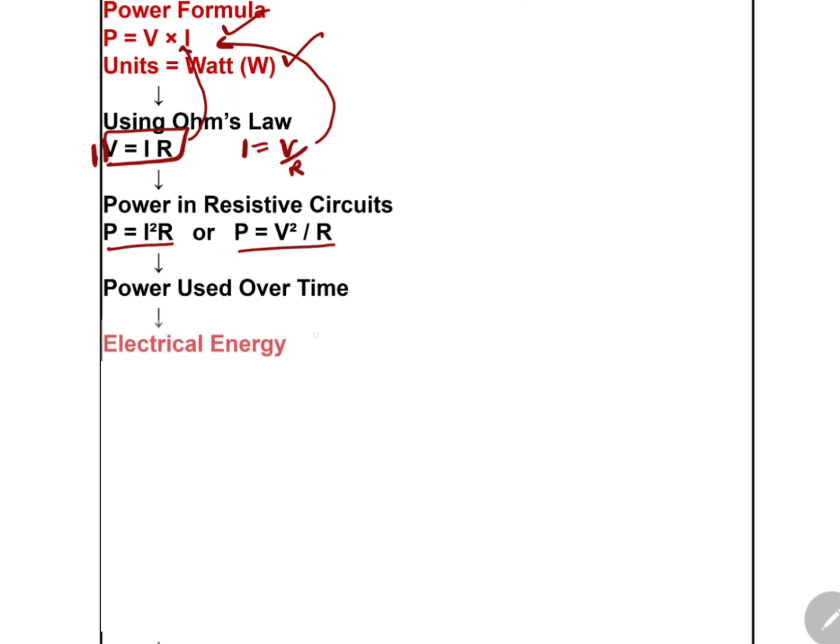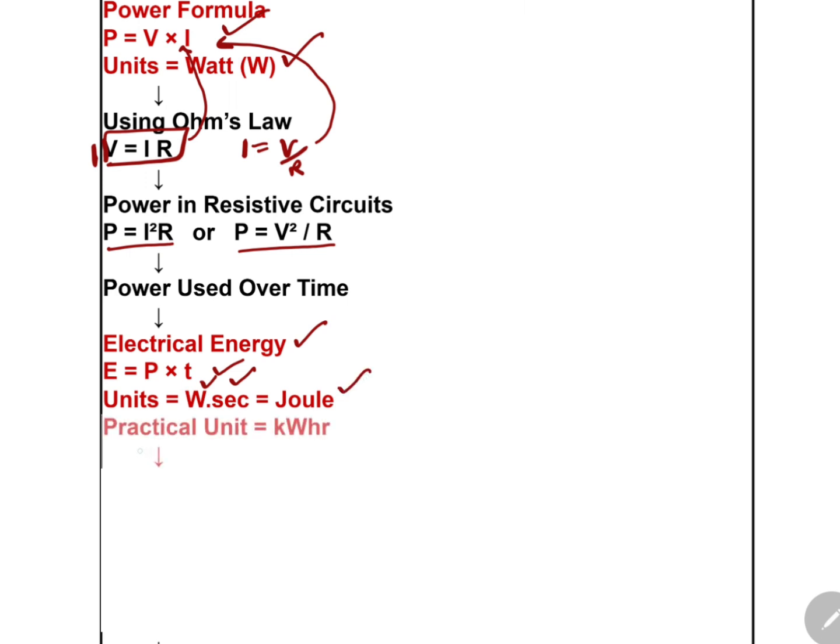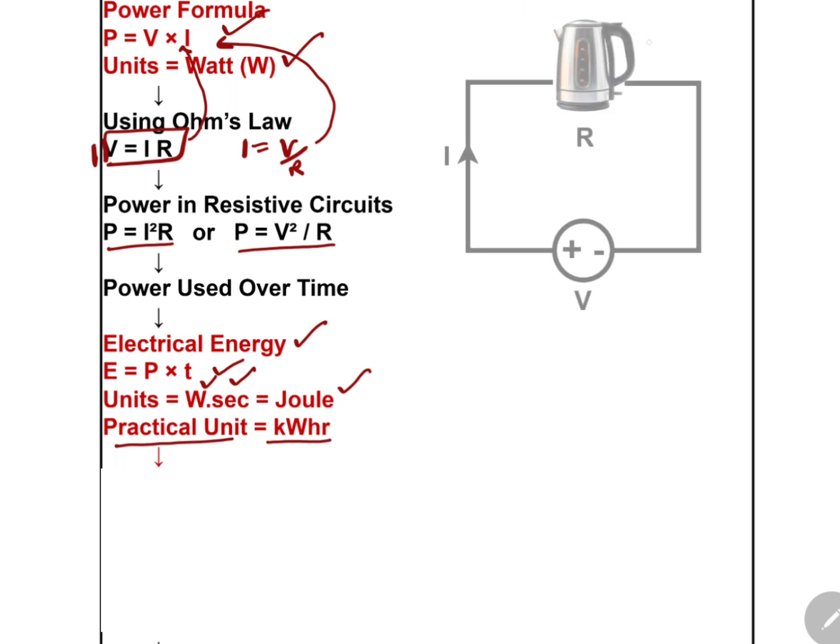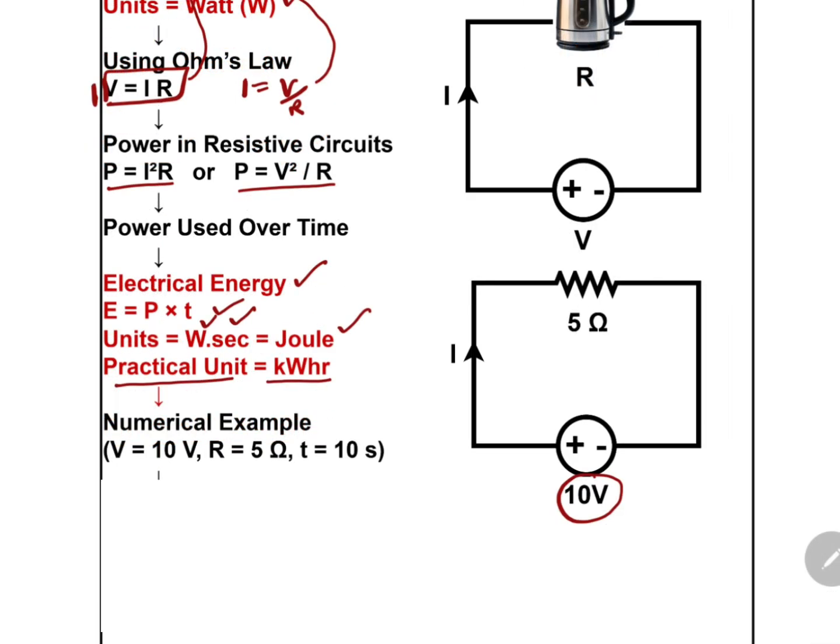So power used over time is known as electrical energy. The formula is power into time. So the unit becomes watt for power into seconds for time, that is watt seconds, which is called a joule. But the practical unit is called 1 kilowatt hour. That means that if you run a 1 kilowatt electrical kettle for 1 hour, then it will consume 1 kilowatt hour of energy. Then there was a numerical in which a 10 volt supply was connected across a 5 ohm resistance.